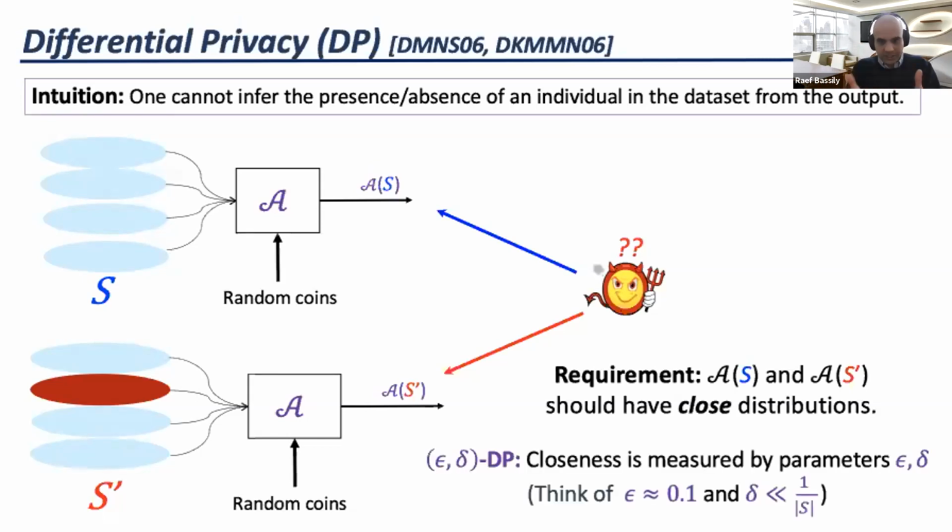The closeness between these distributions is measured by two privacy parameters, or privacy knobs, which are usually denoted as epsilon and delta. And these privacy parameters quantify the desired level of privacy. Smaller values of these parameters mean a higher level of privacy. For semantic reasons, which I'm not going to get into today, epsilon is typically chosen to be a small constant, say 0.1, and delta should be chosen to be much smaller than the inverse of the dataset size.